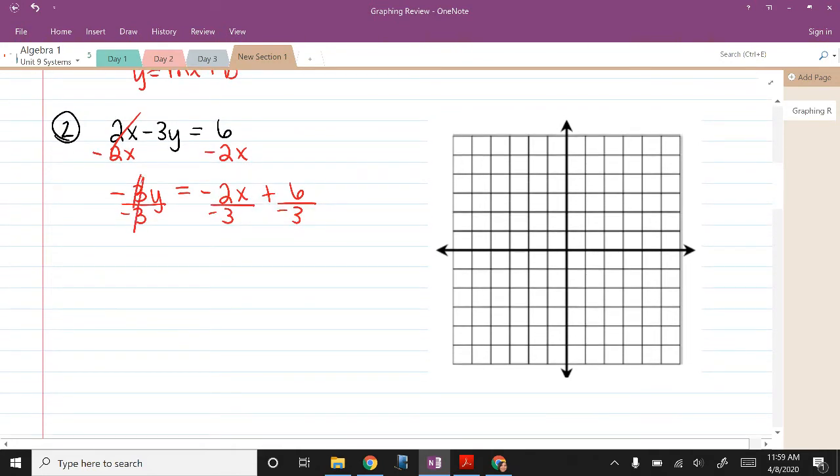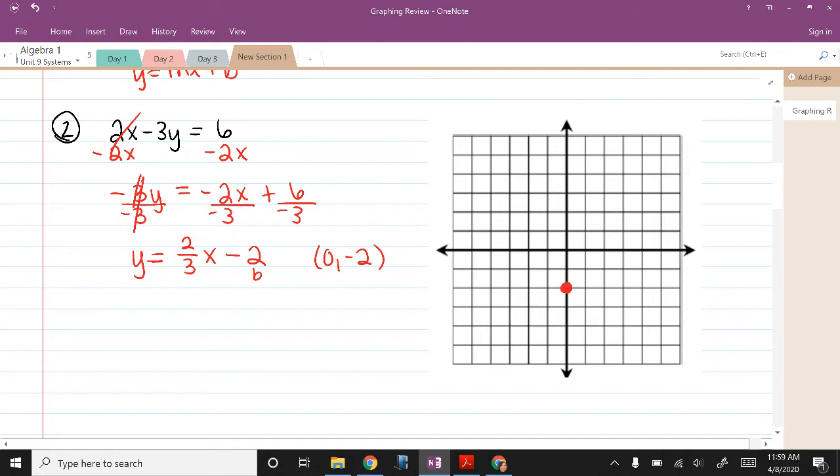So these on the left-hand side cancel out because -3 divided by -3 is +1. And that leaves us with just y over there. And then we simplify the rest. -2 over -3 simplifies to +2/3. Keep it with the x. And +6 divided by -3 is -2. So now it's in slope-intercept form. My -2 is my b. So that means I start the graph at the point 0, -2, which is down here on the y-axis.